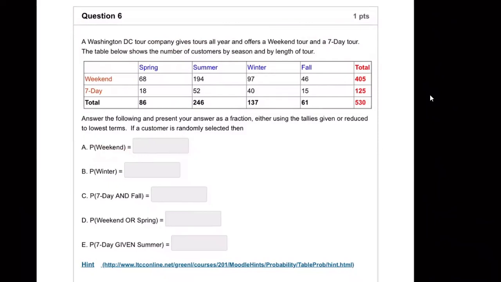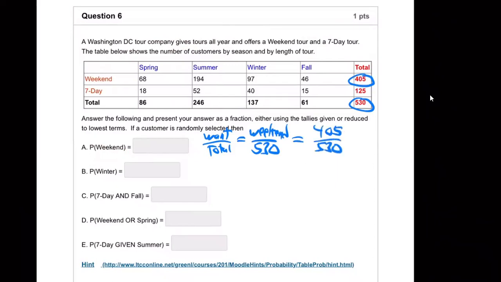Well, remember, probability is always the number we want over the total. So the total is the 530, right? There's 530 tours up here in my table anyway. And what do we want? We want all the weekend people. So what are all those? It's this weekend total right there. So 405 out of 530.